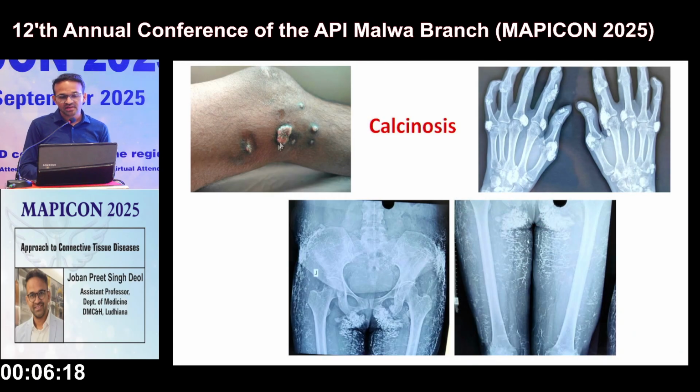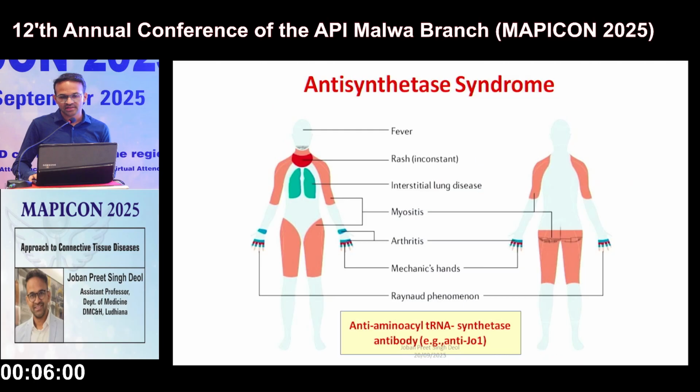Again, calcinosis, again a patient who had this kind of calcium deposits all over the body and very much similar looking X-ray, and they can have this all white looking as the calcium deposit. So extensive calcinosis again is a feature of dermatomyositis apart from scleroderma, particularly in childhood onset dermatomyositis.